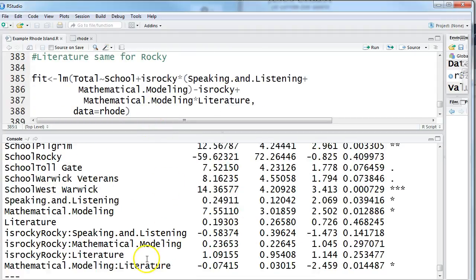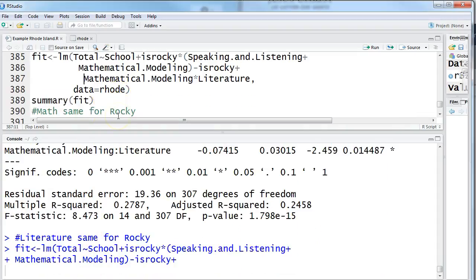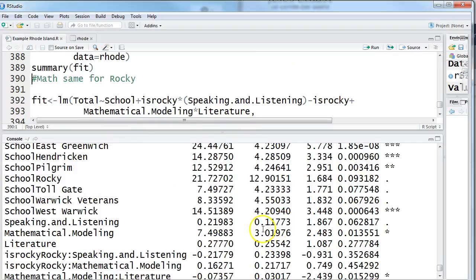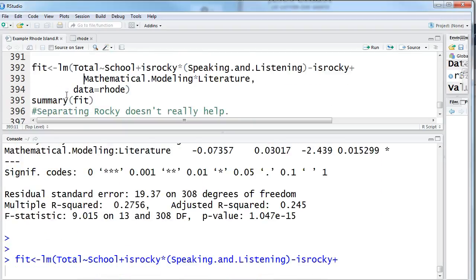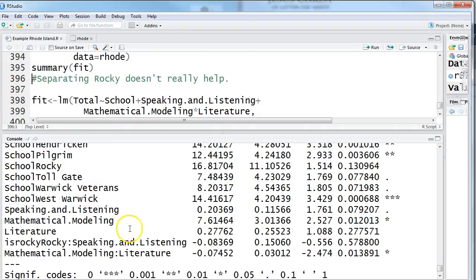Now, looking at literature times Rocky, big p-value. It's a pretty complicated term. Let's kill that one. Math times Rocky? Yep. Okay, so let's make it so that math does not have a different slope for Rocky versus the other schools. That's why this wording says math, same for Rocky. Rocky is going to have the same slope in math as the other schools. And what do we have left? We've got Rocky versus speaking and listening. That's the only one left. Big p-value. We just don't see enough evidence here that separating Rocky really gives us a better model.